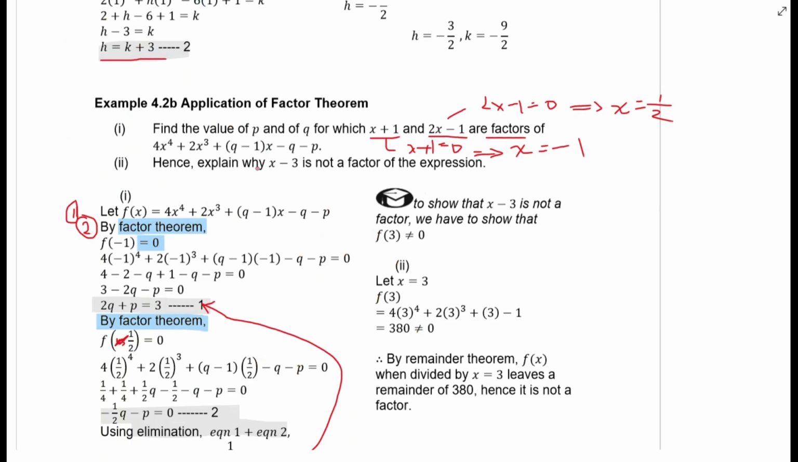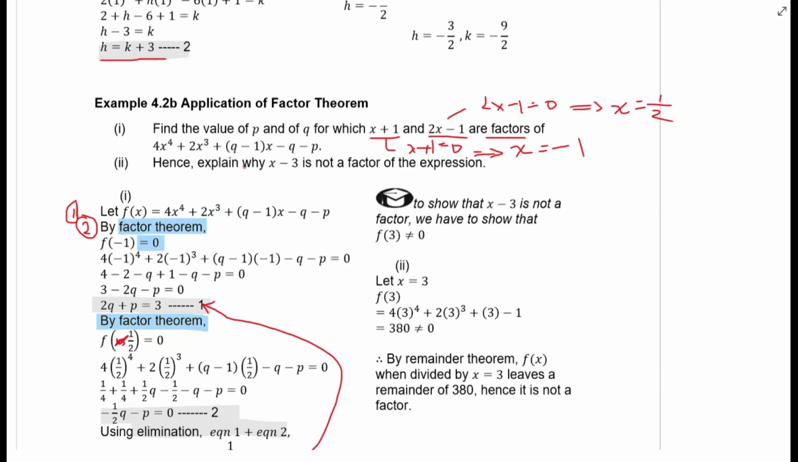Okay, now part 2 of this question. Explain why x minus 3 is not a factor of the expression. So what does it mean to be a factor of the expression? It means that there will not be any remainder when you divide by x minus 3, right? But if the question is telling you that it is not a factor, you are trying to prove that there is indeed a remainder when you divide by x minus 3. So how can you prove that?